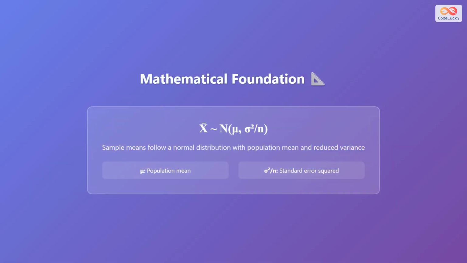Delving into the mathematical foundation, the Central Limit Theorem can be expressed as x̄, which represents the sample mean, follows a normal distribution, denoted by the letter N, with a population mean of μ and a variance of σ² divided by n. Here, sample means follow a normal distribution with the population mean and a reduced variance. The population mean is represented by the symbol μ, and the standard error squared is represented by σ² divided by n.